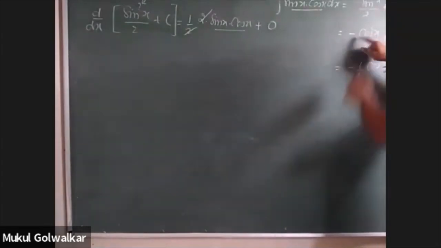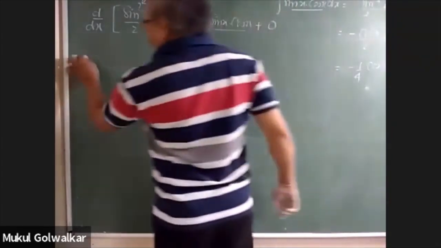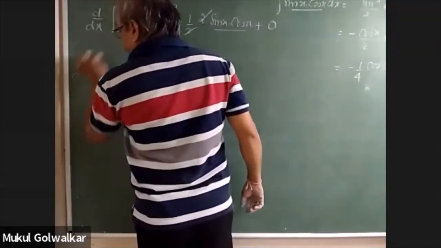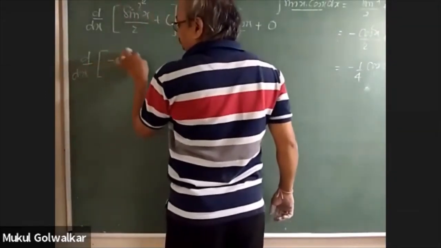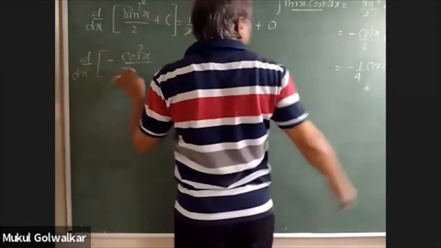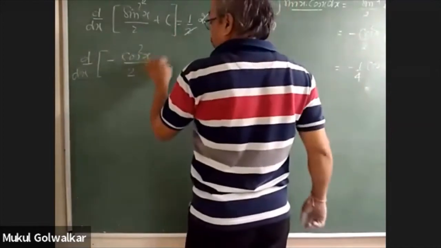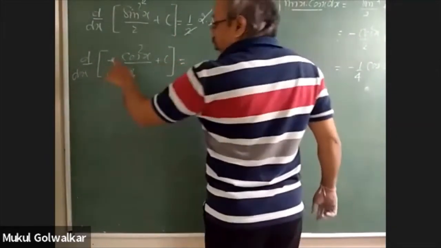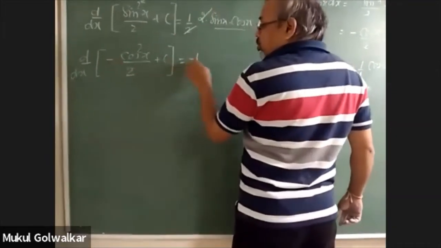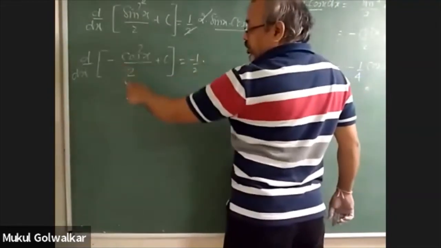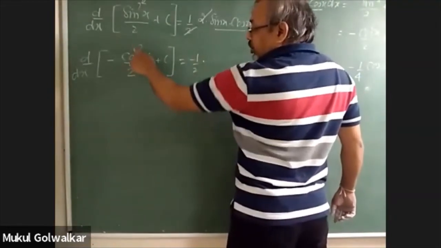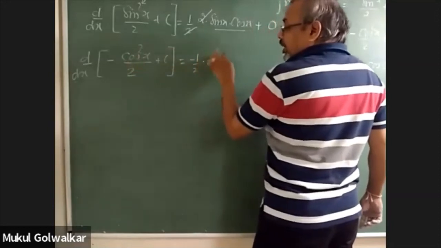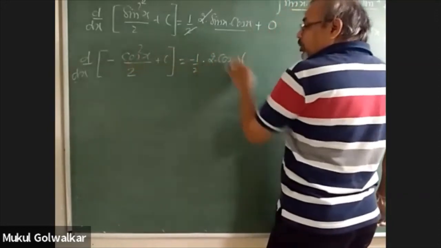Now suppose we go for the derivative of the other function, d by dx of minus cos square x by 2 plus c. This minus 1 by 2 is the constant we write outside the differentiation. Then cos square x: the derivative of the power gives you 2 cos x multiplied by.